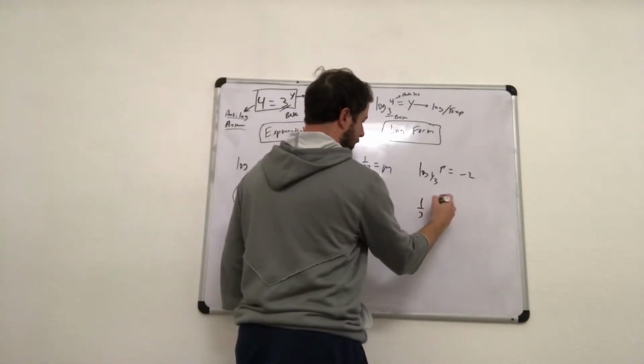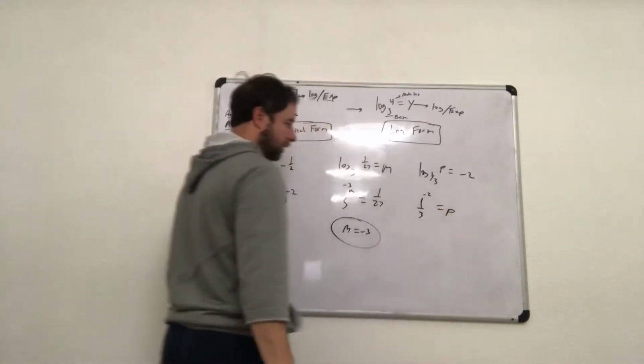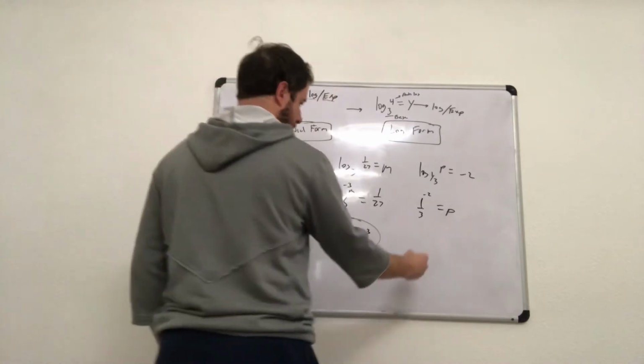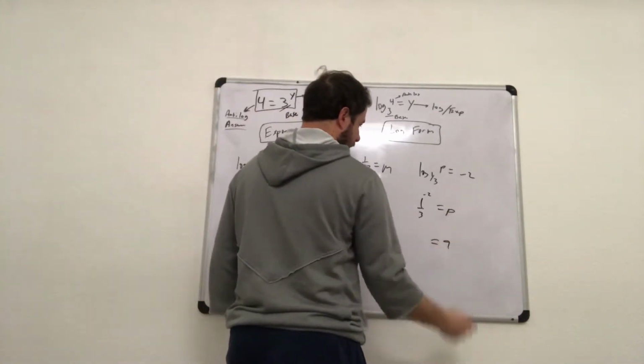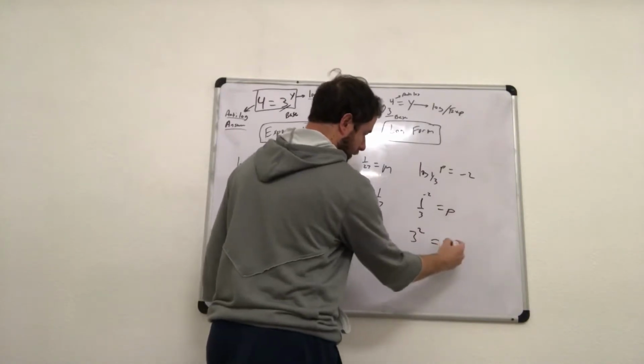Last one here, you get 1/3 to the negative 2 equals p. This one you can literally put in your calculator to come up with the answer. And the answer here is going to be 9. As you bring the 3 to the top, it becomes 3 squared. 3 squared is 9.